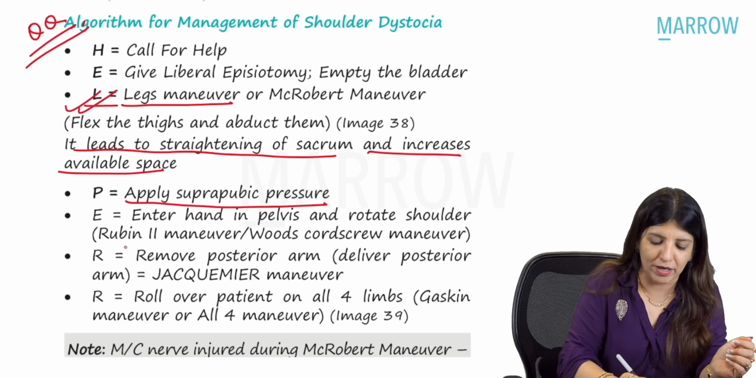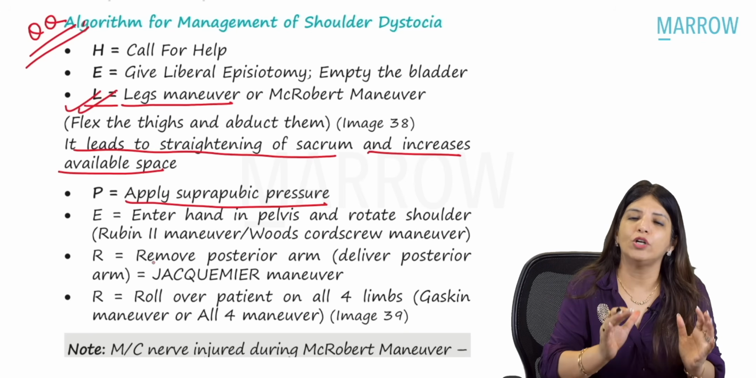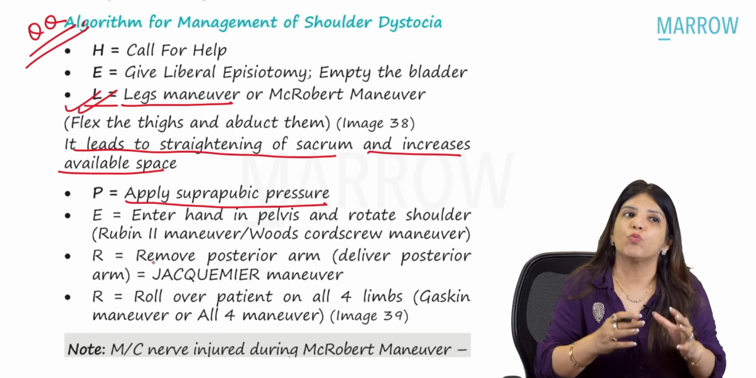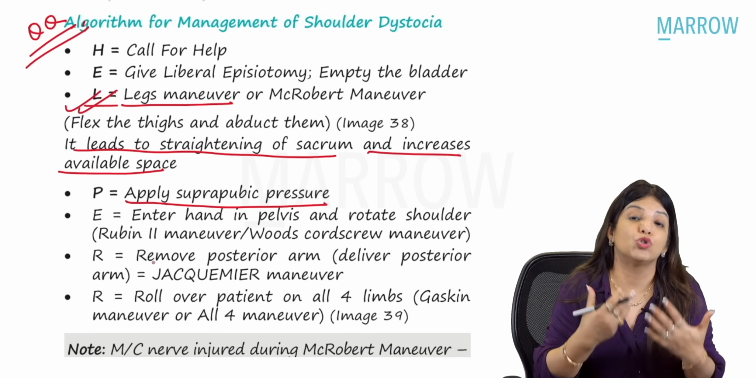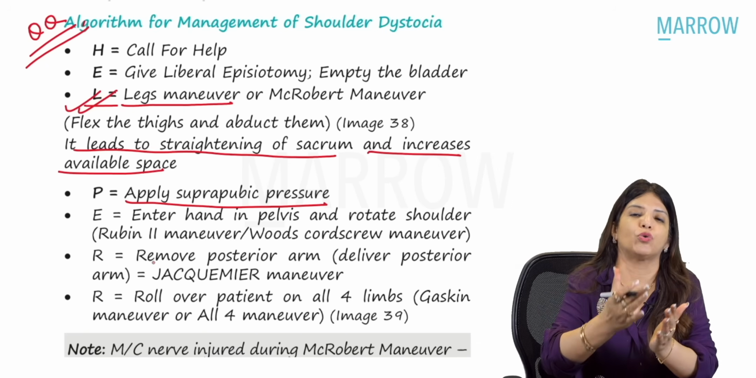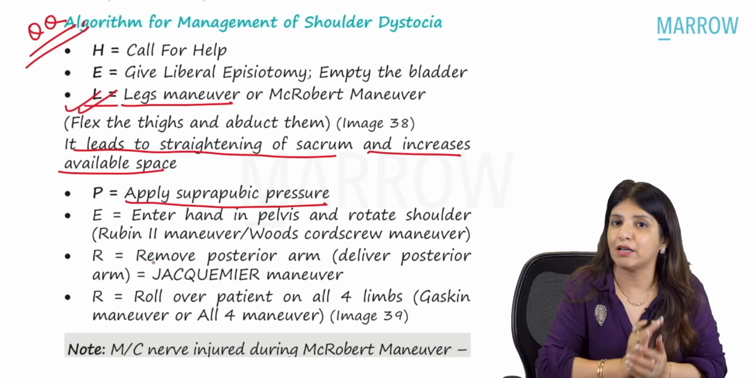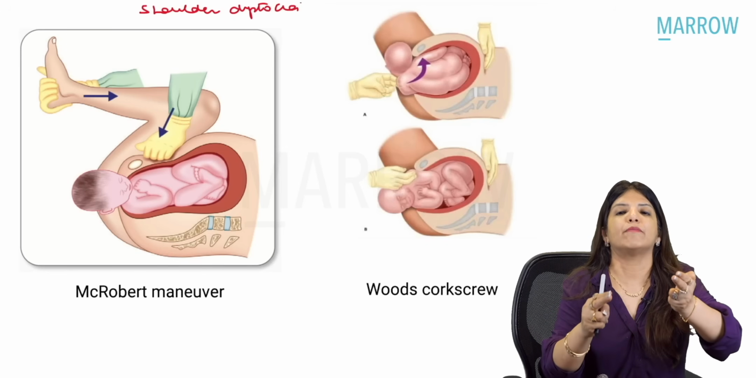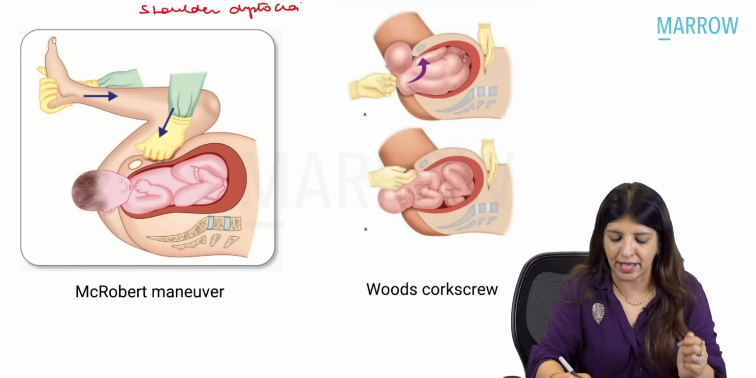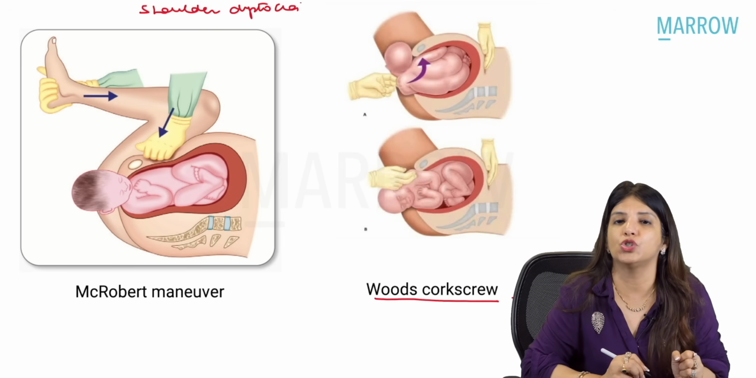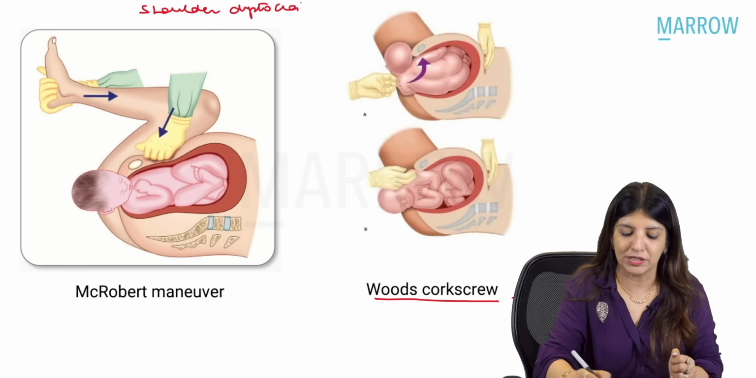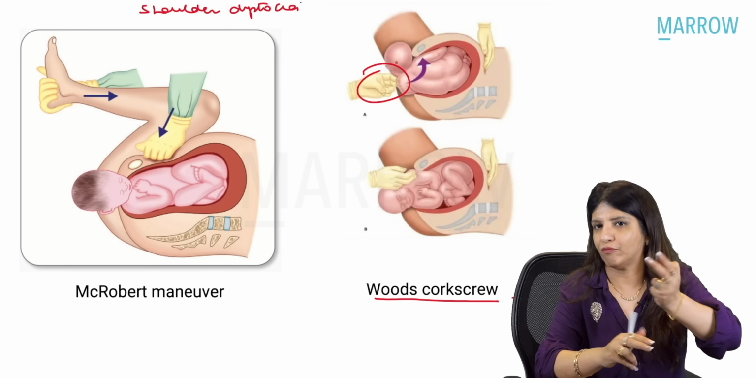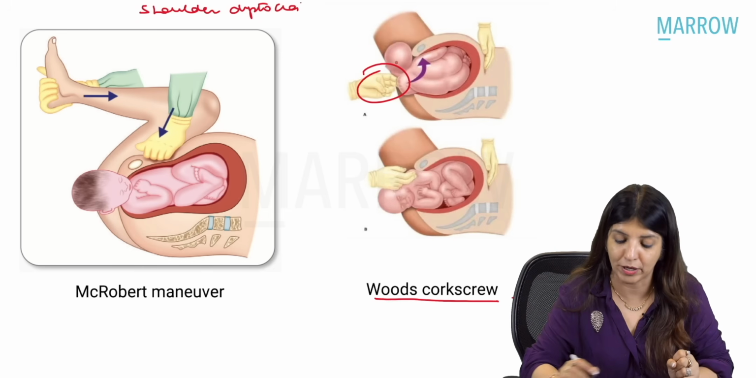What is a Wood's corkscrew maneuver? We all know whichever part has to be delivered, it should lie directly behind the pubic symphysis. So when the shoulders are not getting delivered, I am presuming that maybe the shoulders are not rotated properly. They are not lying directly behind the pubic symphysis. So I am going to take my hand inside and I am going to rotate the shoulder of the baby, and this is what is called Wood's corkscrew maneuver, where you will see an image where you are taking your hands inside and you are rotating the shoulder of the baby. This is Wood's corkscrew maneuver, right?